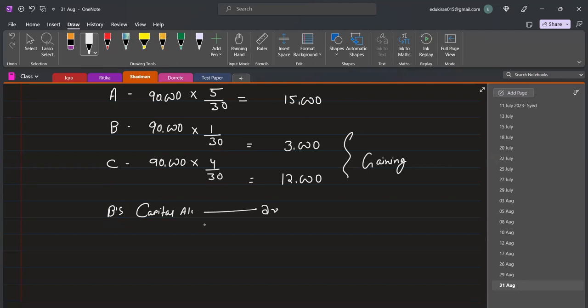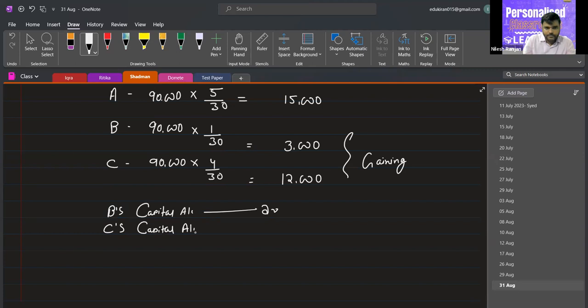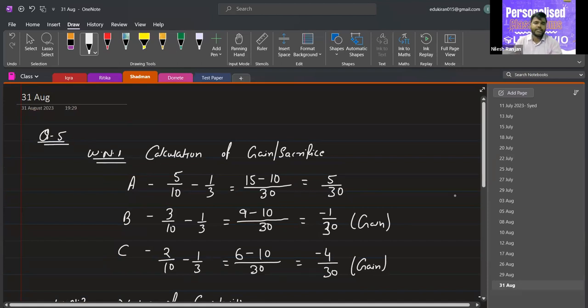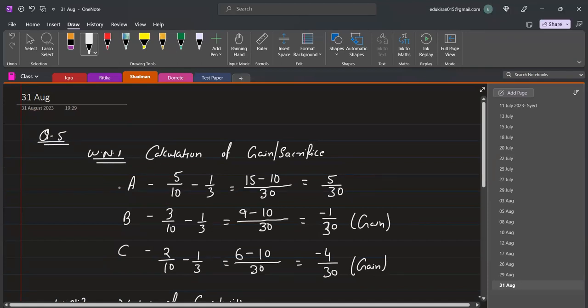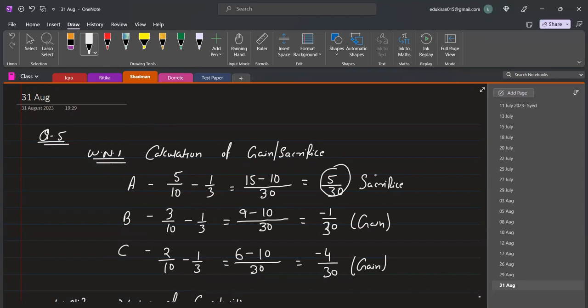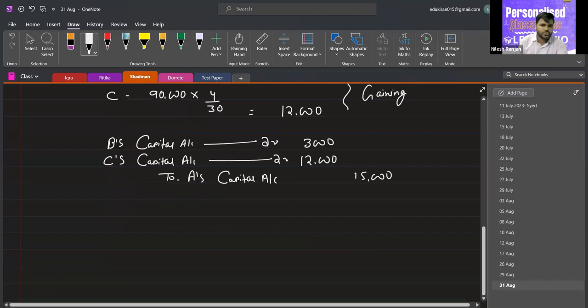Sir, how did you understand that B and C are gaining partners here? Wait 1 minute. To A capital, $3,000, $12,000, and $15,000. Okay, so how do we decide that B and C are gaining partners? You can see here, we have used the formula of sacrifice, and this is positive. Okay. So this is your solution.